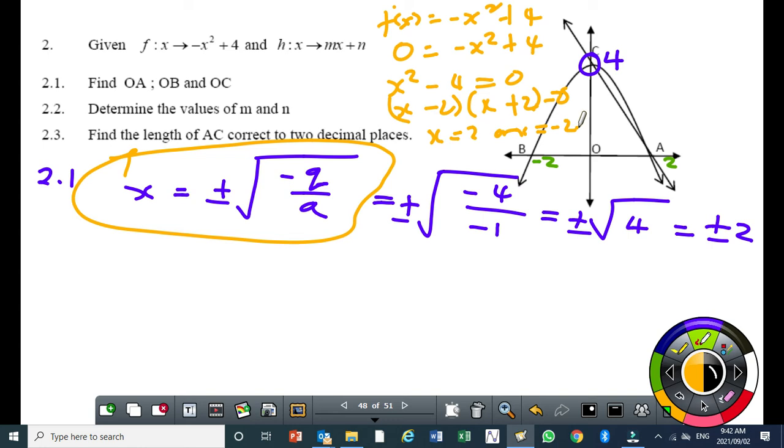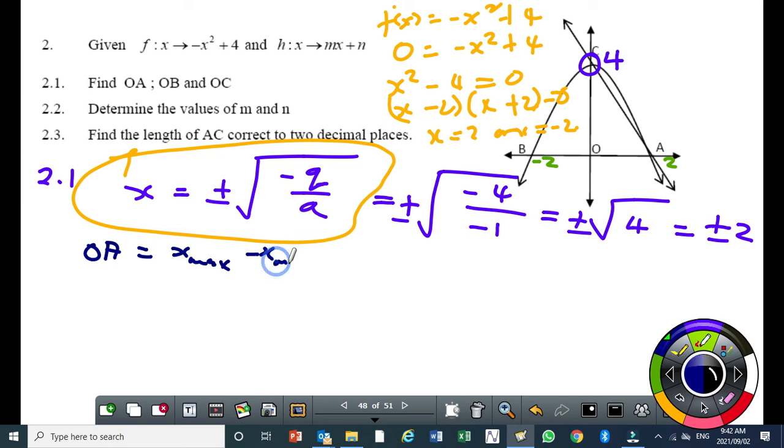All right. So now that we know the x-intercept, we know the value of the y-intercept, we can answer those questions. So the length of OA, OA is a horizontal distance. At the origin, x is 0. So we use the formula x max minus x min. Our x max will be 2, x min is 0. So the answer will be 2 units. Remember, distance or length is always positive.